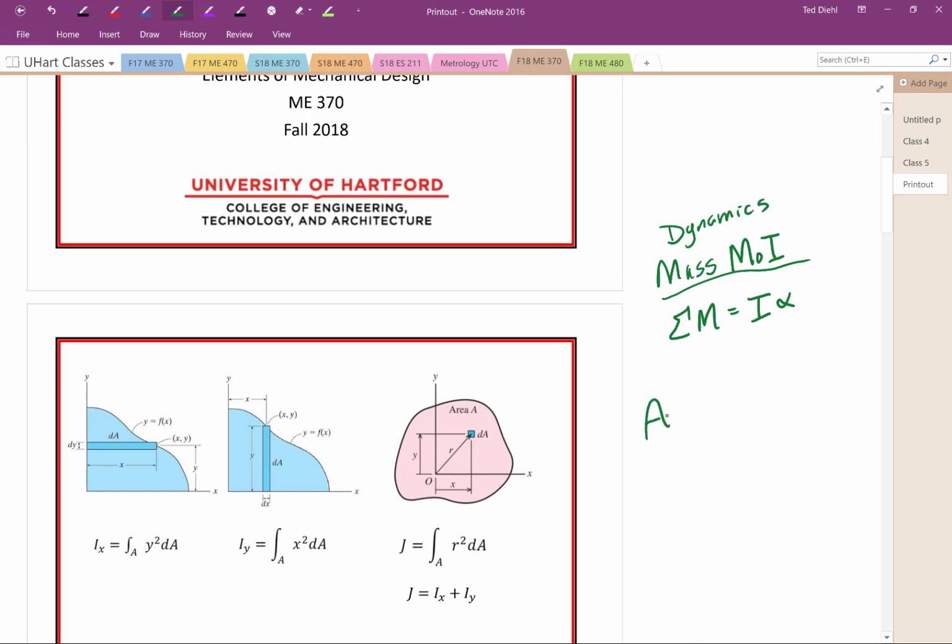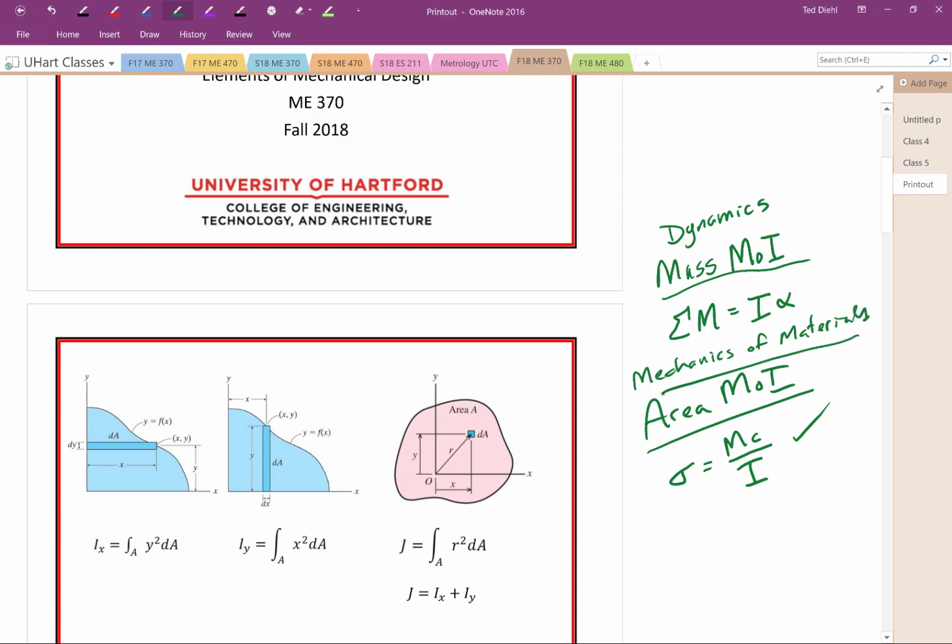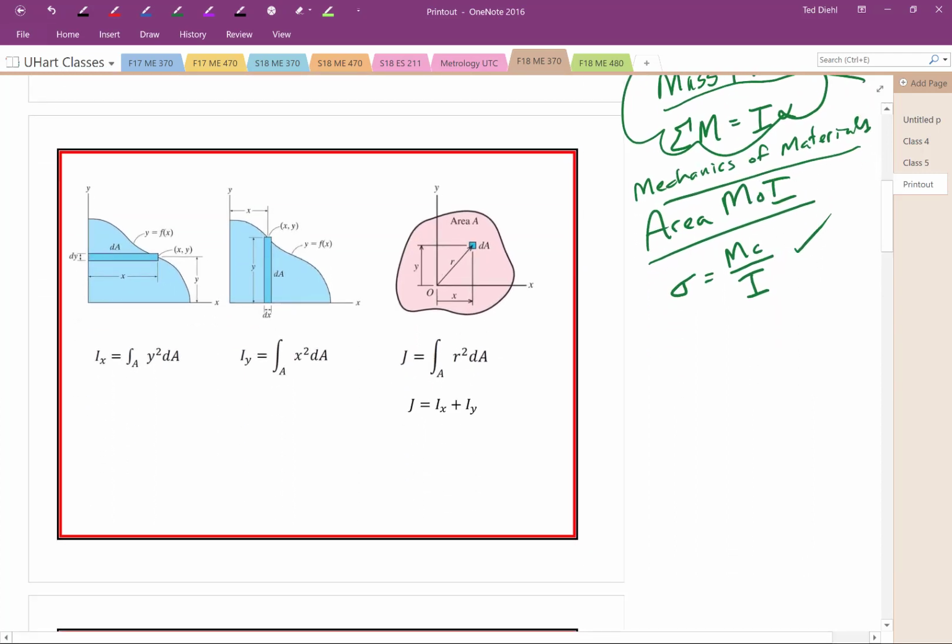Whereas the area moment of inertia, MOI, gets used in stress is equal to M, which is the moment, times C divided by the moment of inertia. This is where we're going to use it, and that's in mechanics of materials. So just be on the lookout: yes, it is easy to get them confused, but in this class we're not going to use the mass moment of inertia. They are very common though.